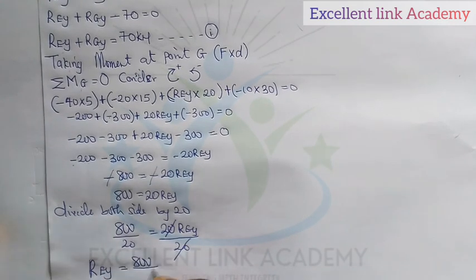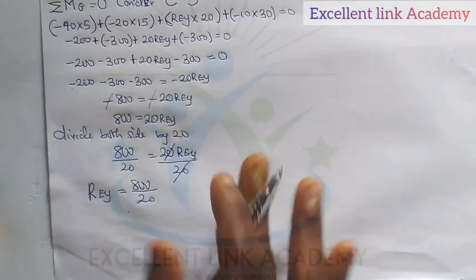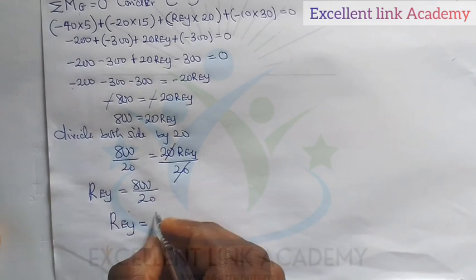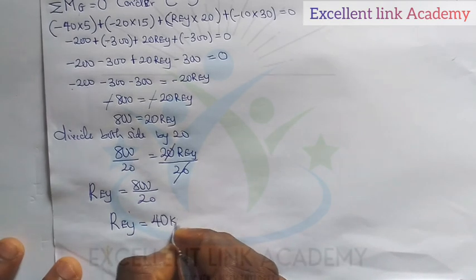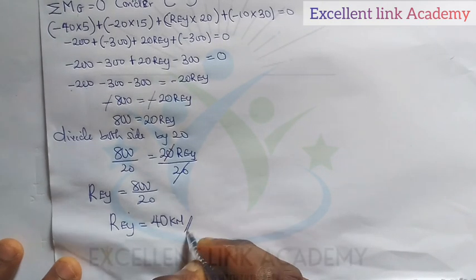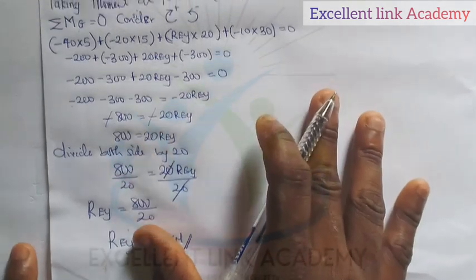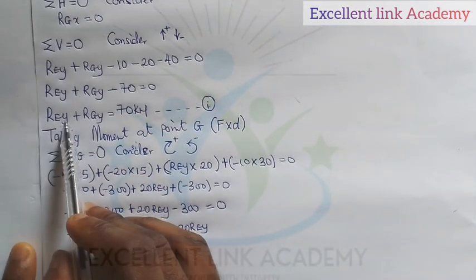So hence my REY now is equal to 800 divided by 20. I will be having 40 kilonewton. Here is my value for my REY. Let's get the value for our RGY, because we have two things there. Observe, we have REY and RGY.